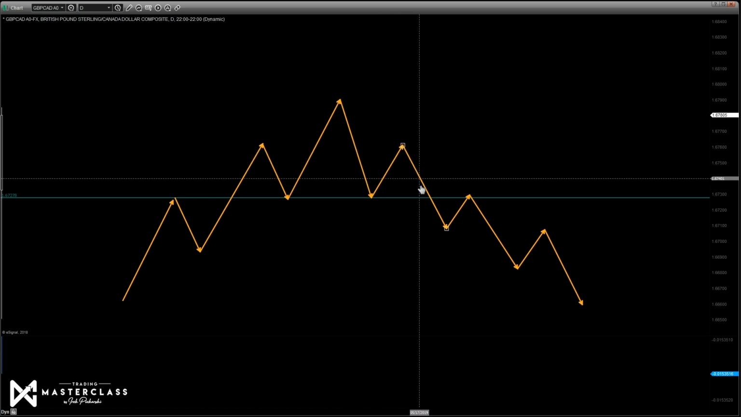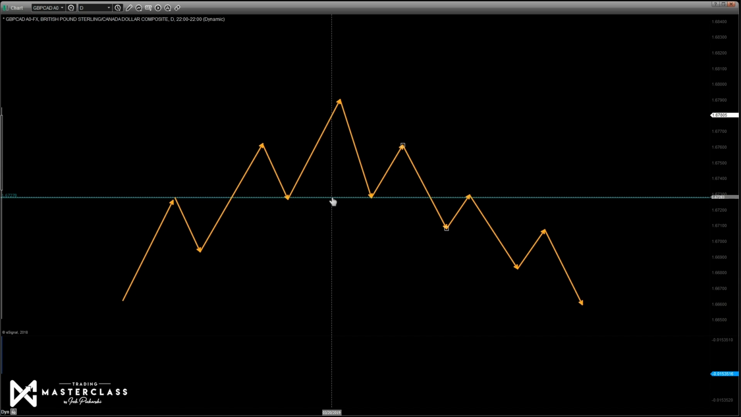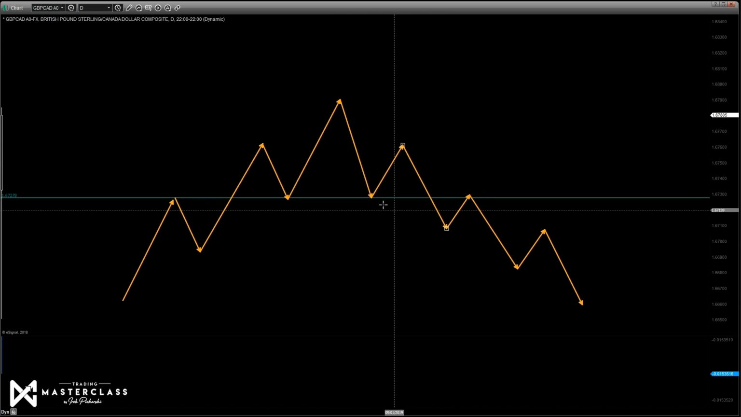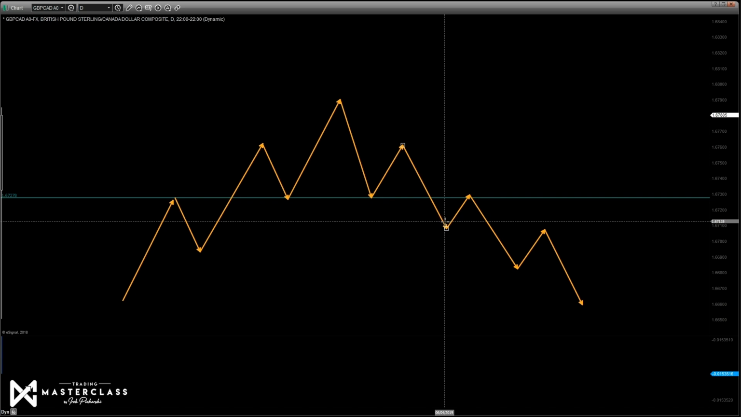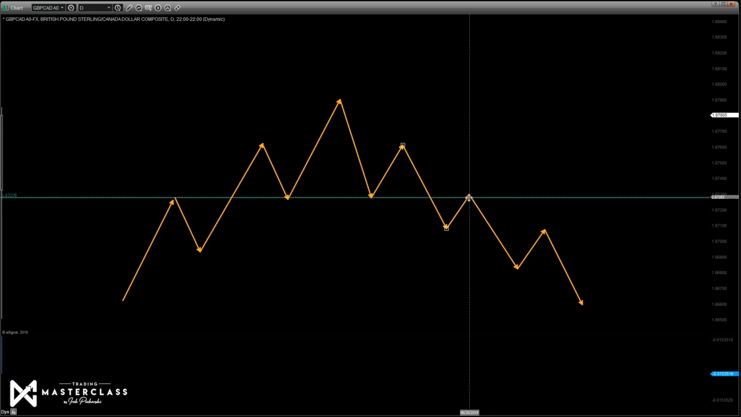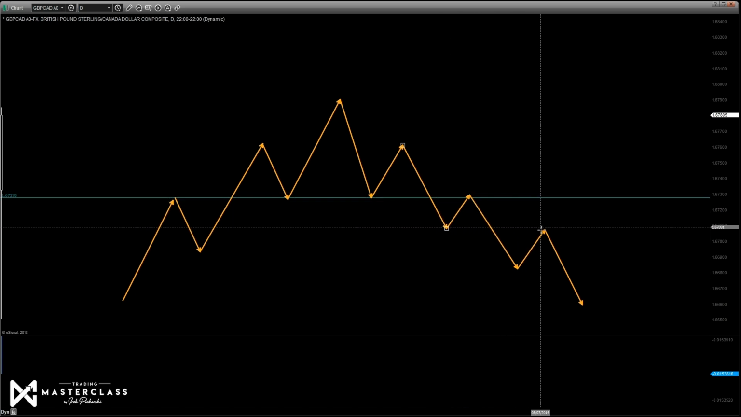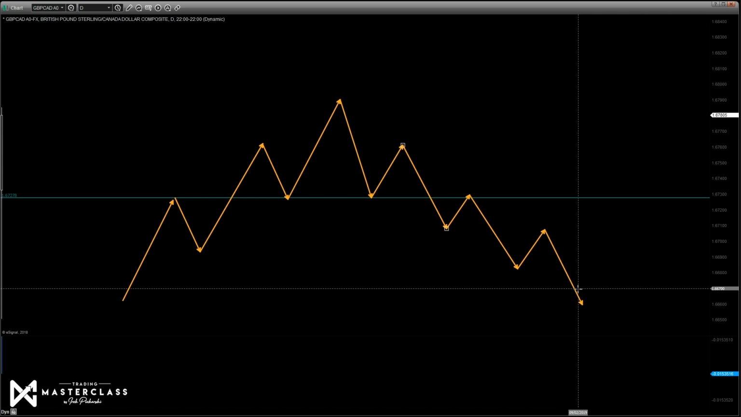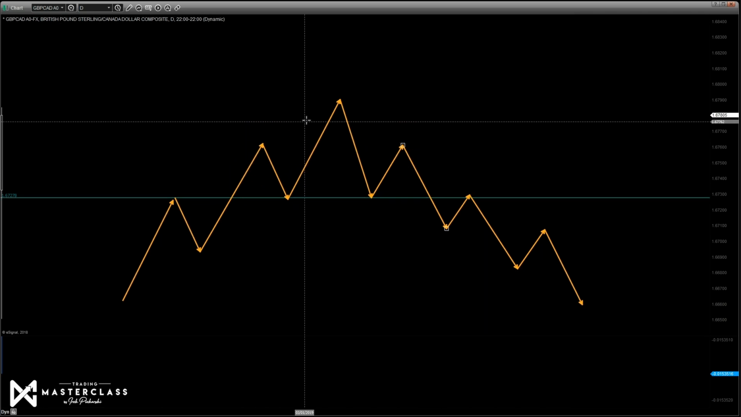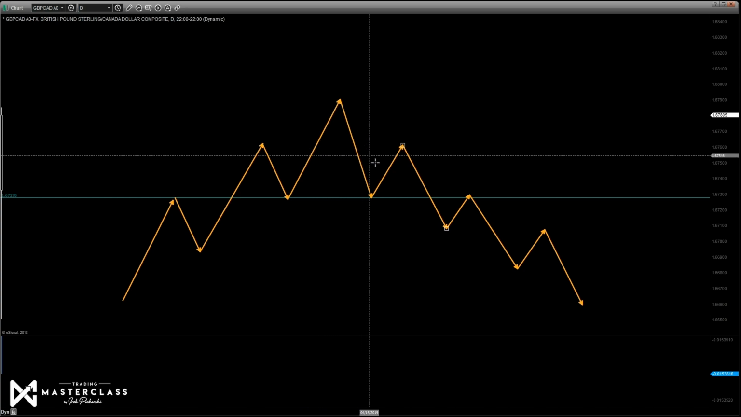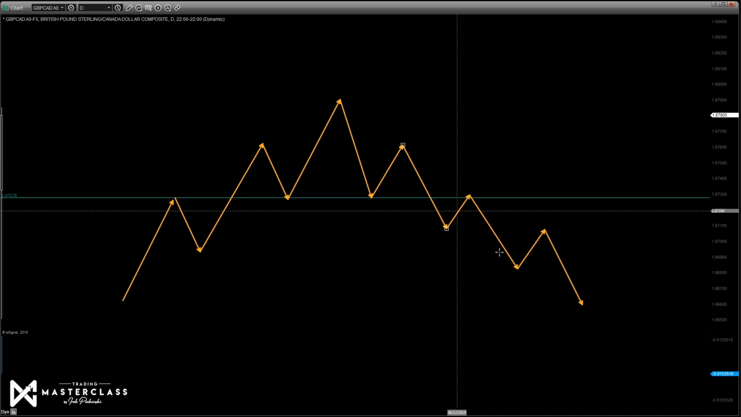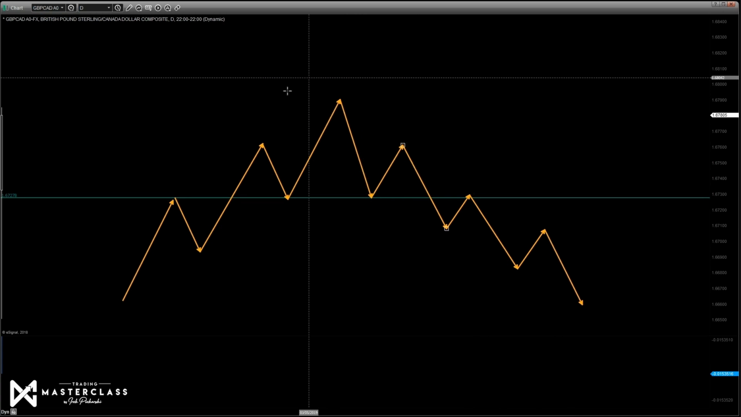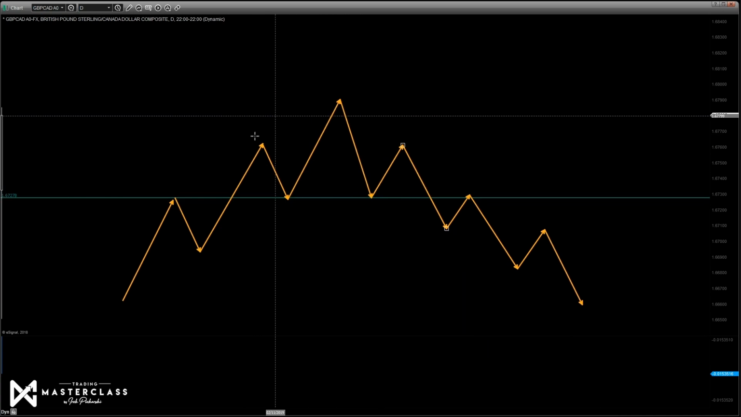Then all of a sudden we break our support, right? And make a lower low. Previous low, lower low. Now we're in a bearish trend. And then a break, retest of support, lower high, lower low, lower high, lower low. Okay, so that's the basis of a trending market, with either making higher highs, higher lows, trending upwards, or lower highs, lower lows, trending downwards. Bullish trend, bearish trend.